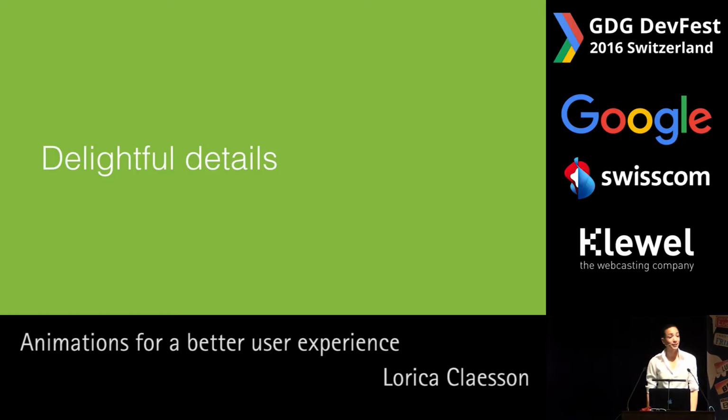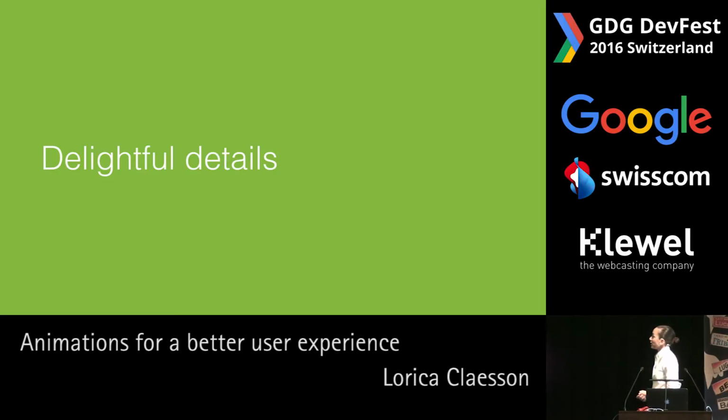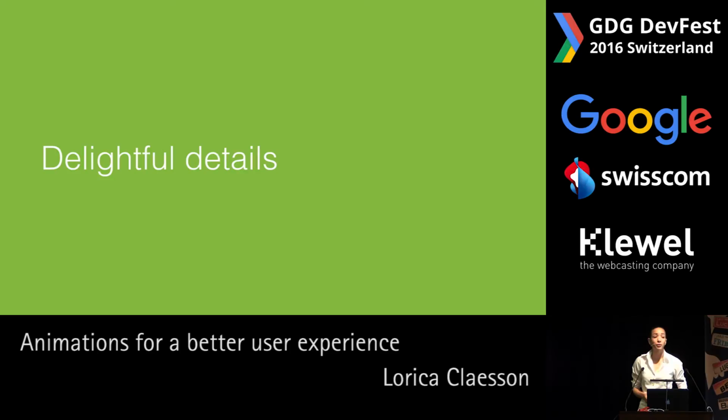All right, so that's it for the functional animations. And now we will move on to delightful details. So delightful details are animations and things that make the app just feel more interesting and more engaging. They actually don't necessarily need to be there, but they add an overall sense of quality in the app.